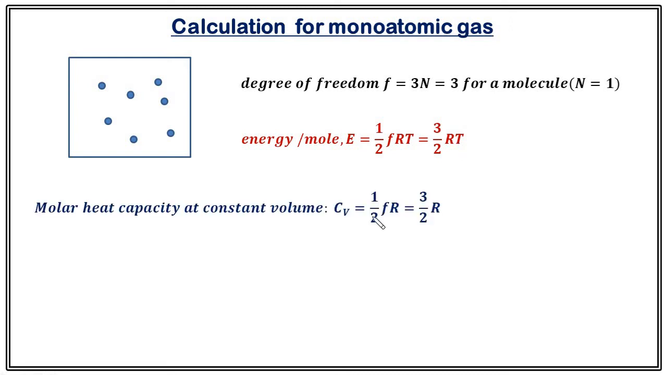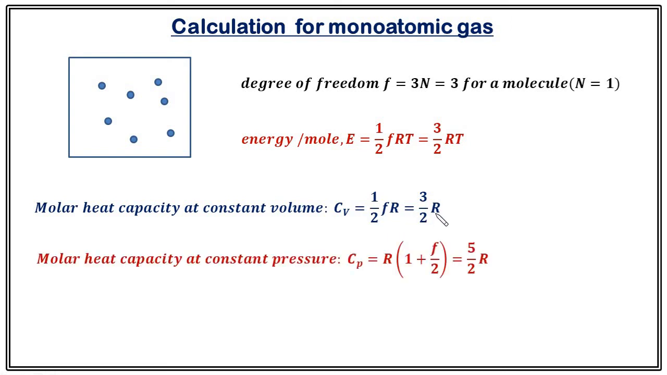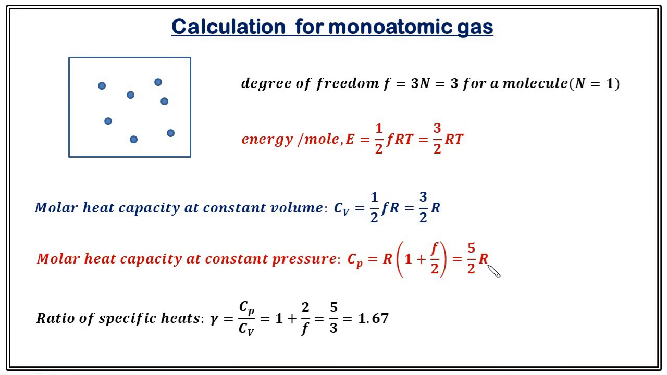Now the molar heat capacity at constant volume is given by Cv, and Cv equals half F R. F is 3, therefore it will be 3 upon 2 R. Similarly, the molar heat capacity at constant pressure is given by 5 upon 2 R. And the final one, the ratio of specific heats gamma: gamma is 1 plus 2 upon F, F is 3, so it is 5 upon 3, which equals 1.67.